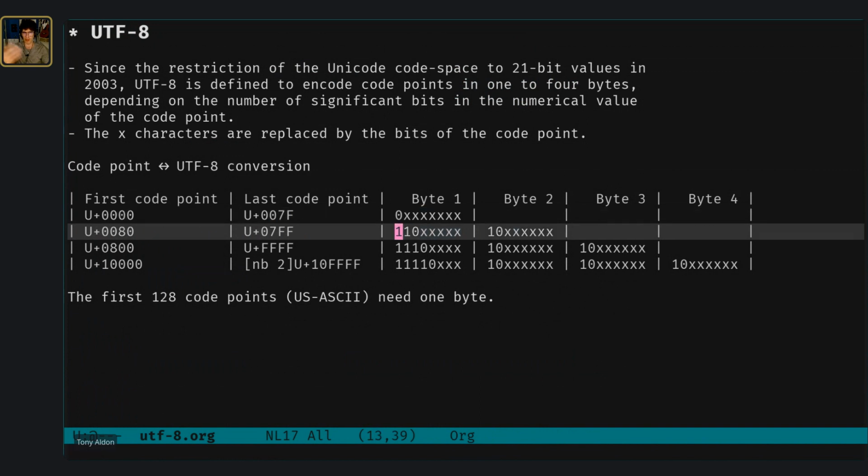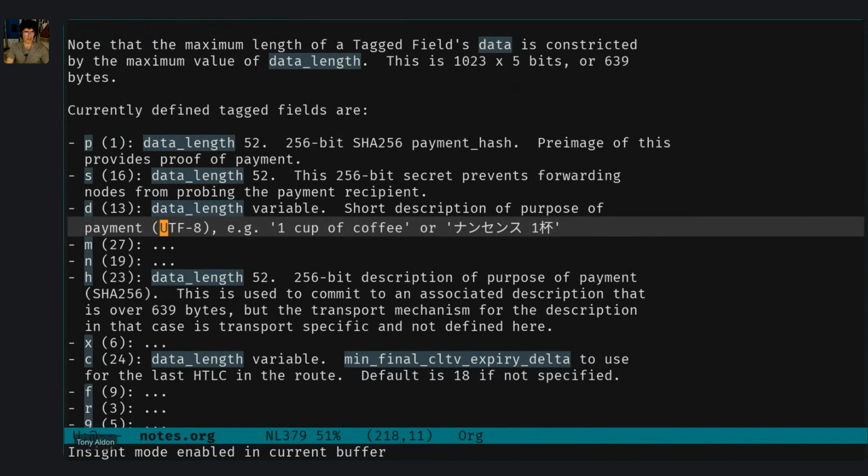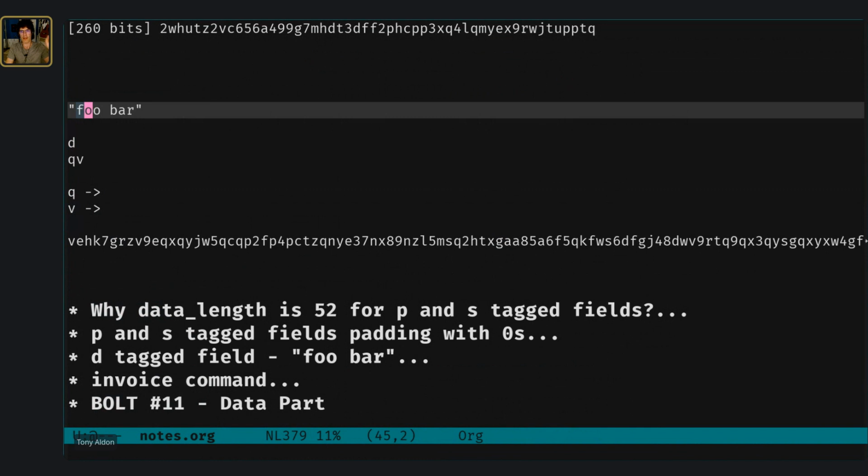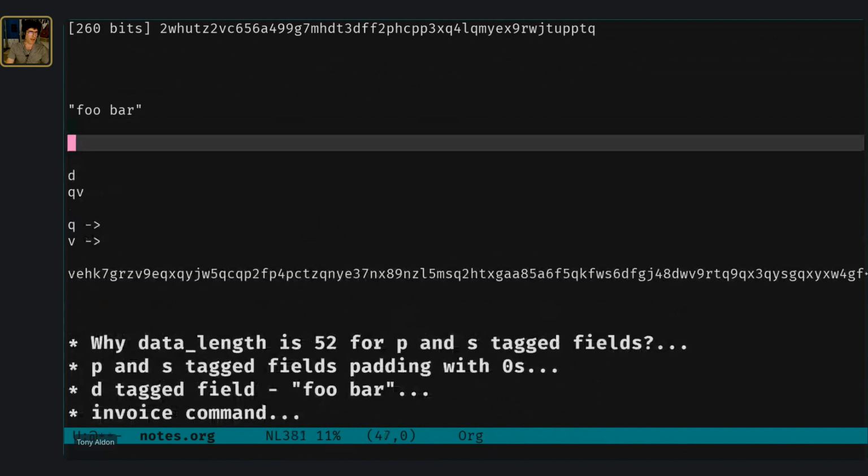If we were to use characters that are not ASCII characters, this is the first byte that we will have, and then the second byte, and so forth. So in our case, foobar, we have only ASCII characters. So what does that mean? That means that for each character, we only need one byte of 8 bits. So 7 characters times 8, I think this is 56, if I'm not wrong.